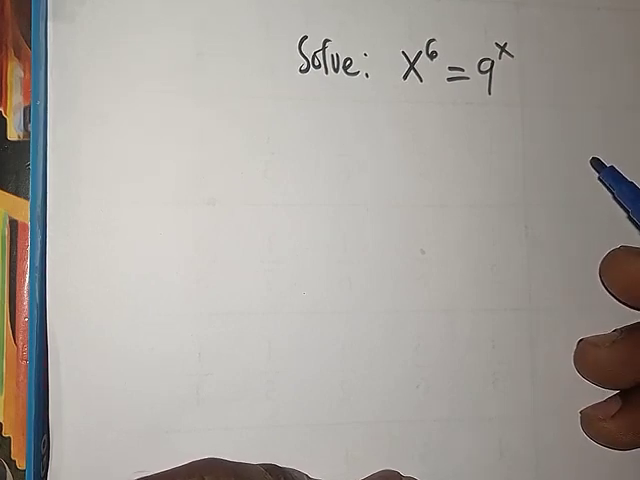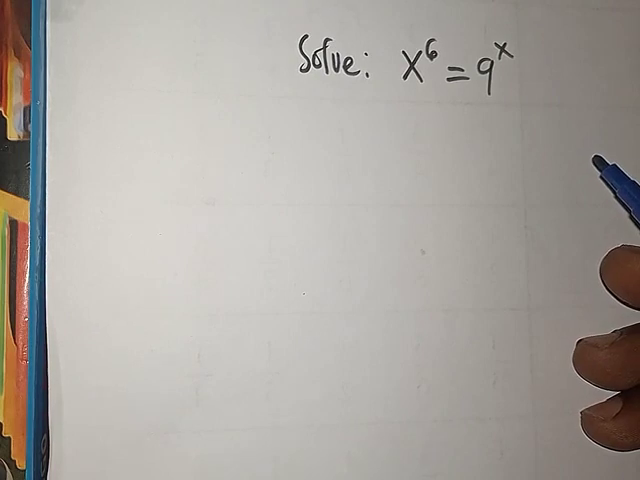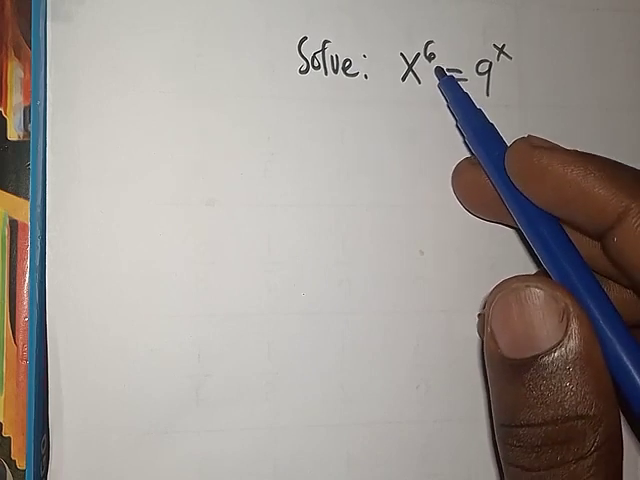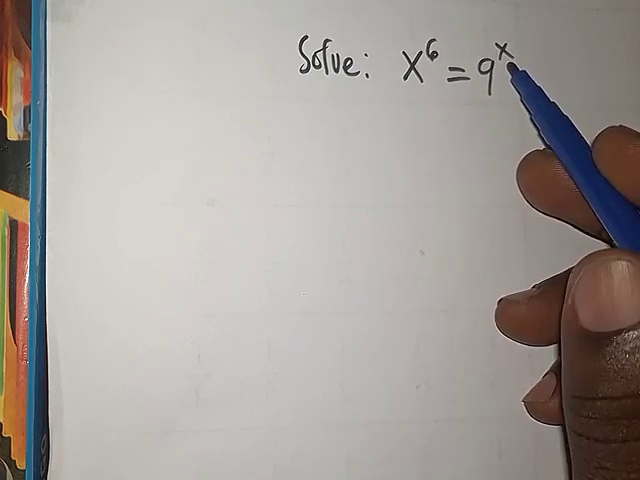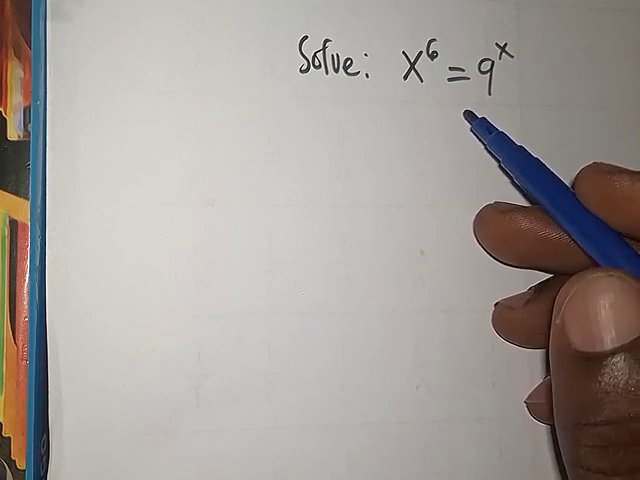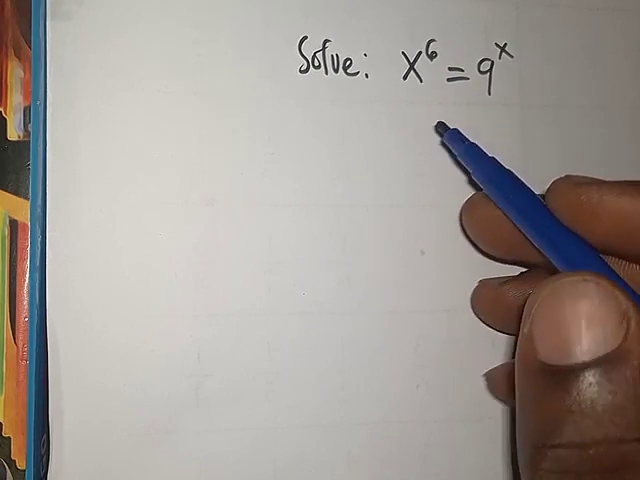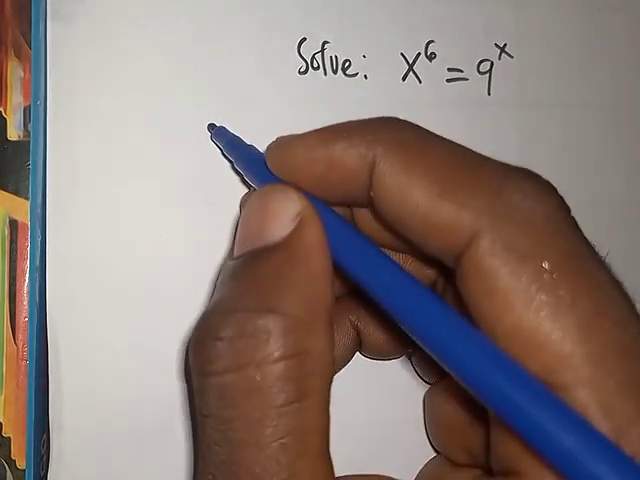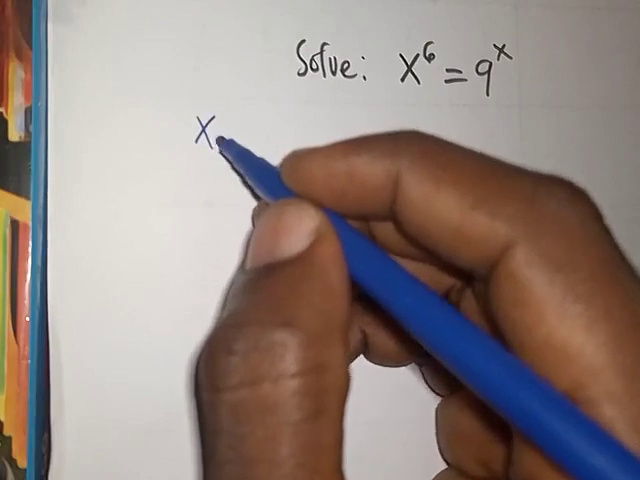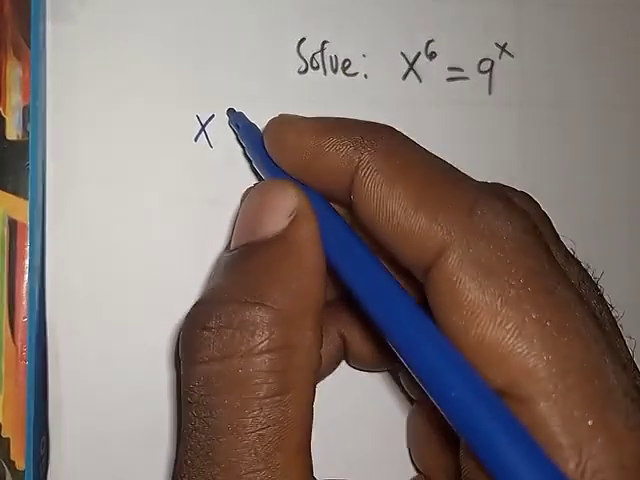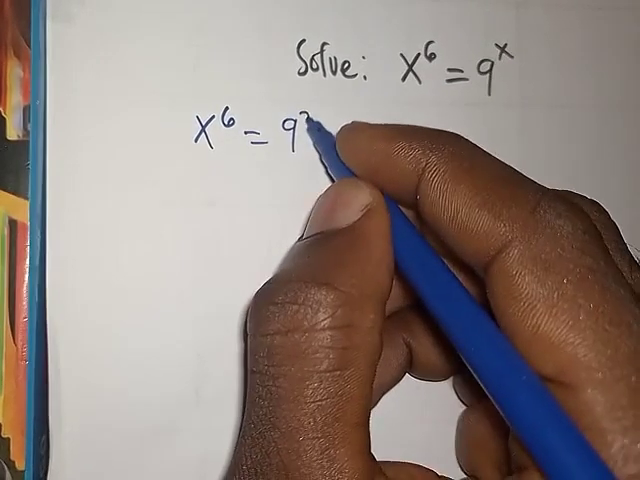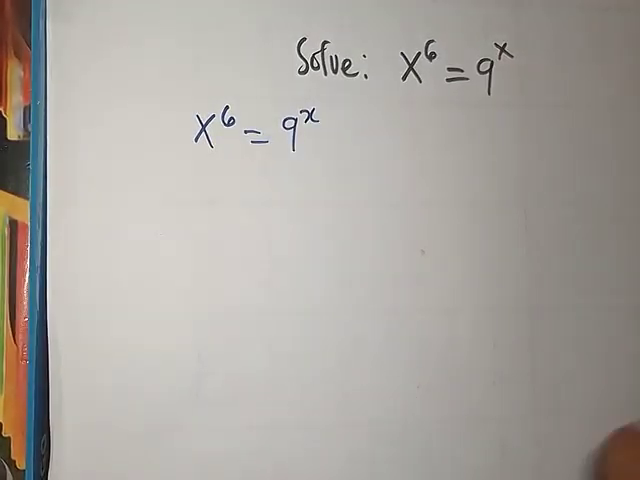So, in today's tutorial, we're going to be looking at the value of x. Here we are asked to solve for the value of x, that is x to power 6 equals 9 to power x. So therefore, we are going to rewrite this equation in this format: x to power 6 equals 9 to power x. So what I did is to rewrite the equation.